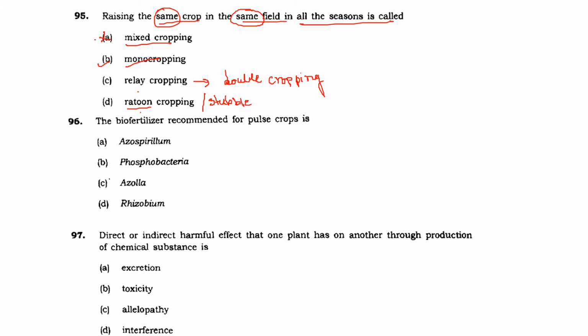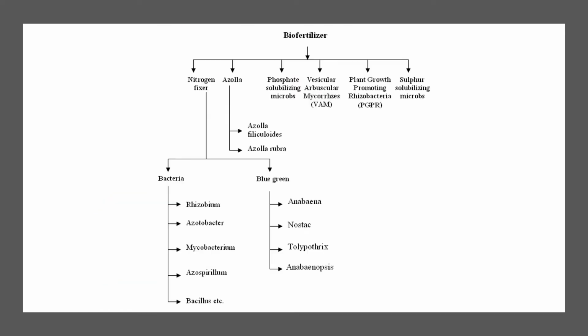Question number 96. The biofertilizer recommended for pulse crops is. So here is a biofertilizer classification. The types of biofertilizer can be nitrogen fixers, Azolla, phosphate solubilizing microbes, vesicular arbuscular mycorrhizas, plant growth promoting rhizobacteria (PGPR), and sulfur solubilizing microbes. Nitrogen fixers can also be of two types. It can be a bacteria or a blue-green algae.